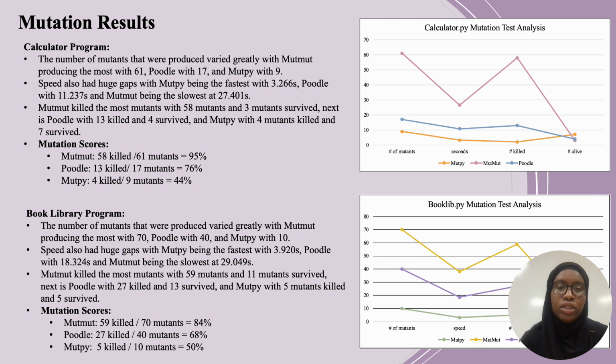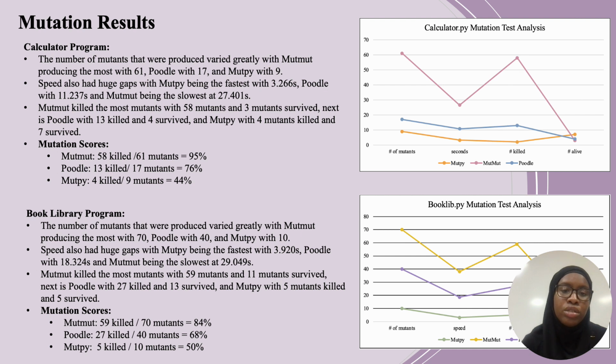Here are the mutation results for each of the programs. So for the calculator program, the number of mutants that were produced varied greatly, with MutMut producing the most with 61 mutants, Poodle with 17, and MutPy with 9. Speed also had huge gaps, with MutPy being the fastest with 3.26 seconds runtime, Poodle with 11.237 seconds, and MutMut being the slowest at 27.401 seconds.